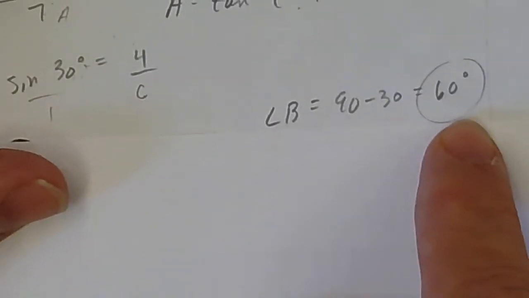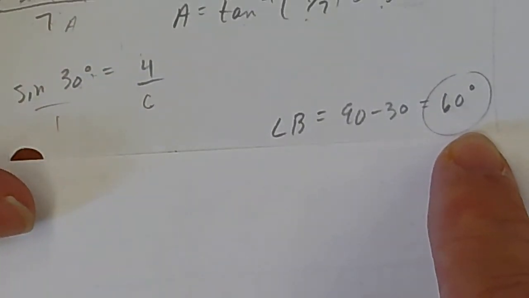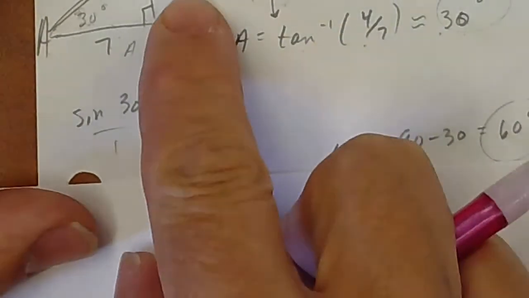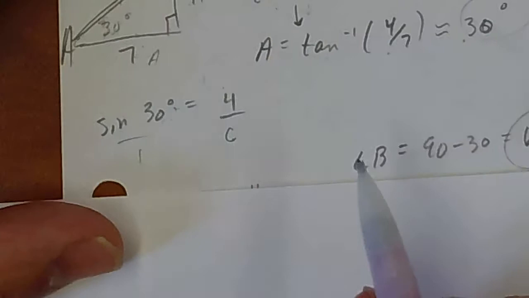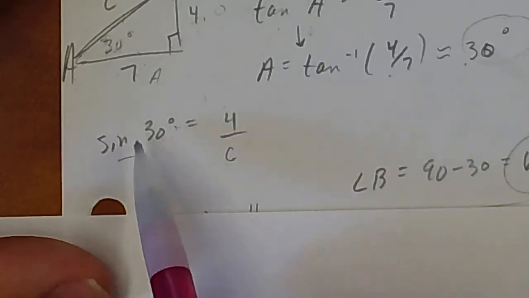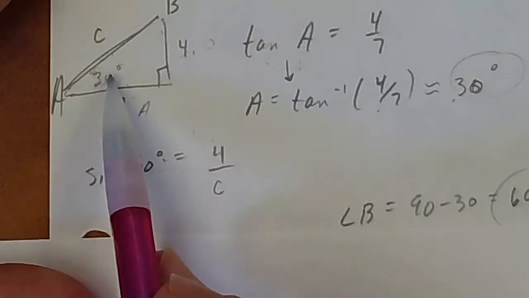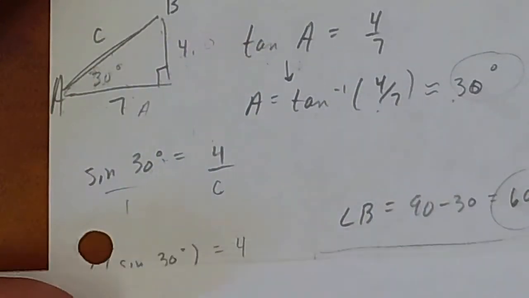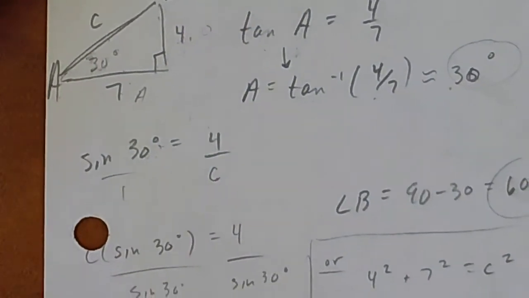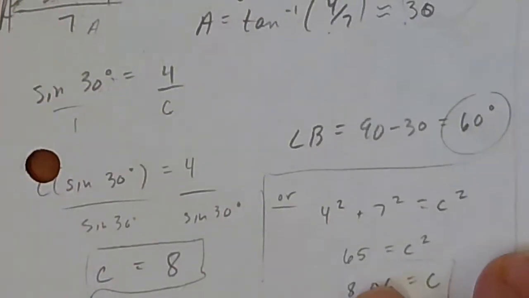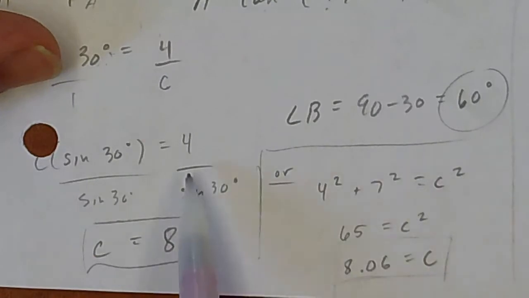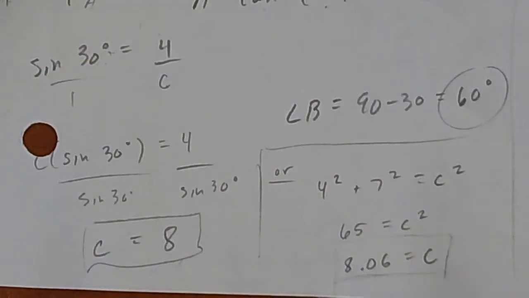Okay, so we got 60 degrees here. And now we just got to find the hypotenuse. Since these are integers, it might be a good time to use Pythagorean's theorem. Looks like I just set up another trig ratio here. Sine of 30 equals 4 over c. Solve that and we get c. Okay? I have the comparisons here. One of them is 8.06, Pythagorean's theorem, or we could use that. I guess you pick which work you want to show.